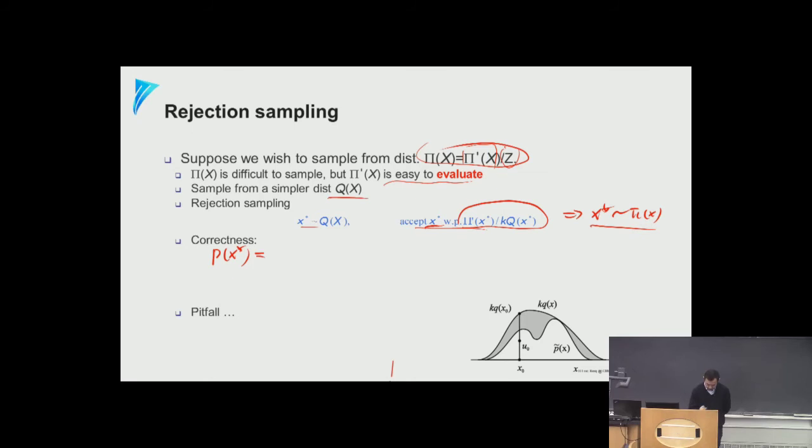Well, the first step tells you that this p of x star must be equal to q of x star, right? And it should also be proportional to pi prime of x star divided by k times q of x star. And by the way, this is not even normalized yet, right? Then we basically just normalize this distribution.